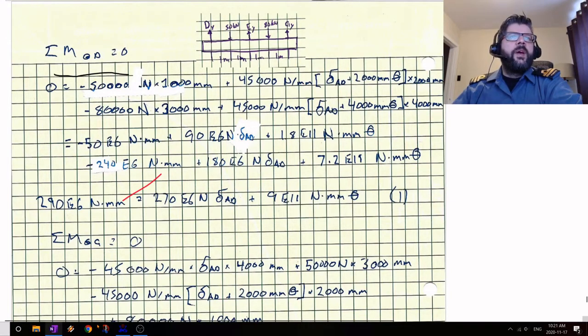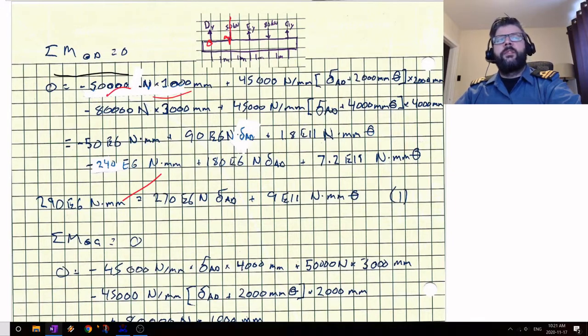So taking moments about that point there, let's just go from left to right. We've got the 50 kilonewton force acting over 1 meter. I'm going to put everything here in terms of newtons and millimeters, just to keep the unit systems consistent. And then next thing we've got is EY.